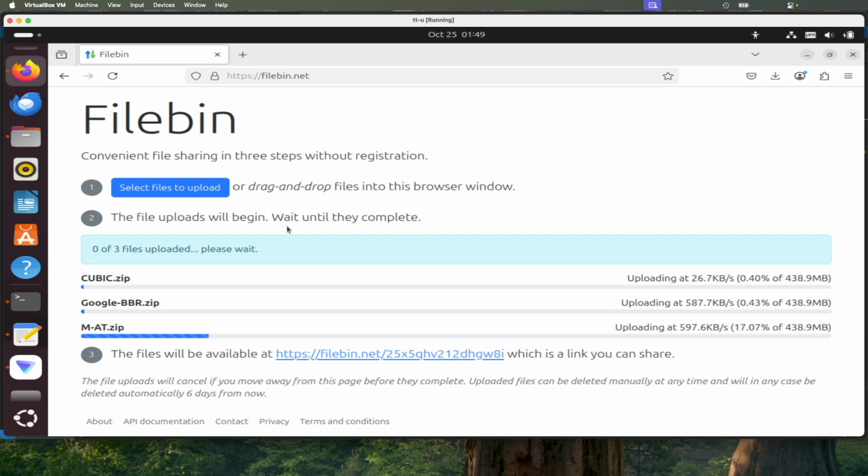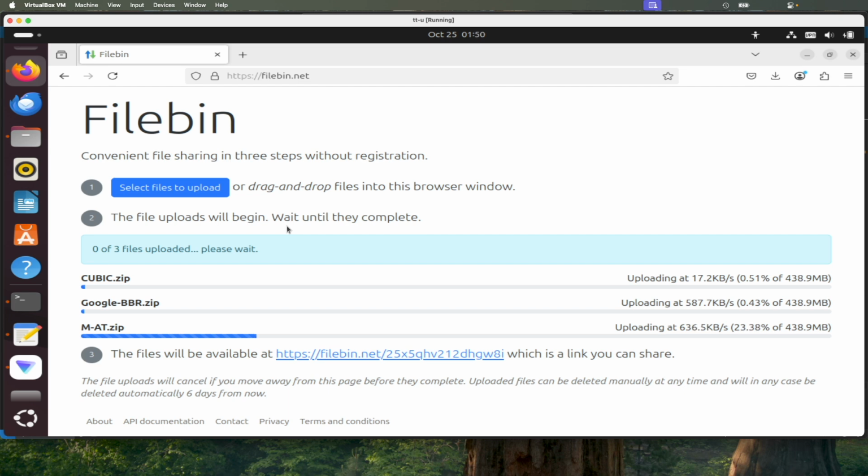The file size we are uploading is 438.9 megabytes, and the website we are using to upload the file and observe the speed and the progress of the upload is called filebin.net, which is a file sharing service.